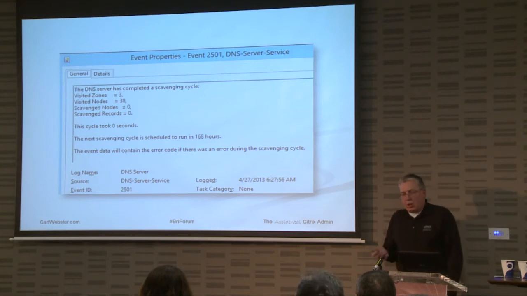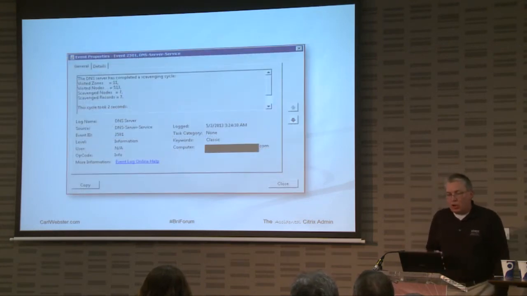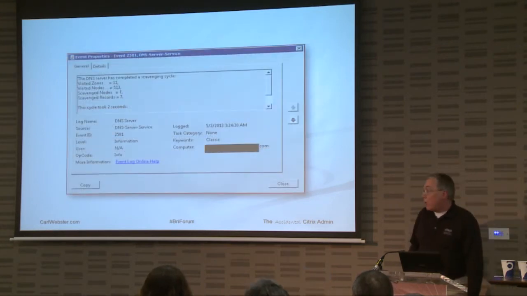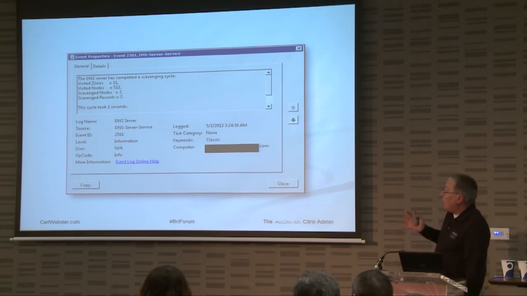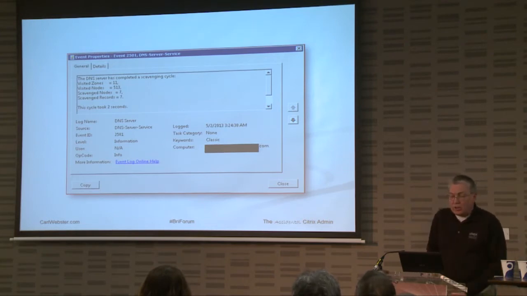Now, for some reason, I could never get a screenshot of it actually doing the process in my lab. So one of my friends, Joe Harder, sent me this from one of her customers. It's part of the only non-Server 2012 screenshot in this presentation. But you can see that it has gone through and scavenged 7 nodes and scavenged 7 records. Question: what nodes? What records?